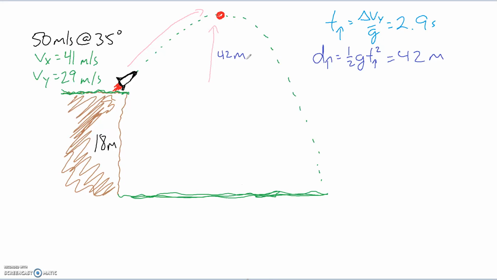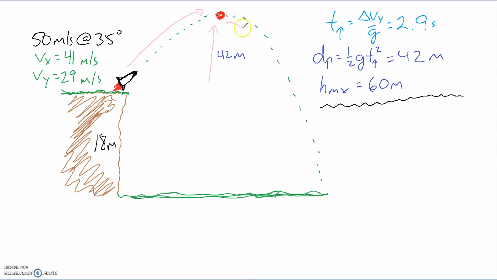So if I take that 42 meters and I combine it with the 18, I can realize that my maximum height is going to be around 60 meters. And then I found everything basically on the way up. So now what I can do is find out some stuff about the way down. And one of the things that comes in handy would be the time.